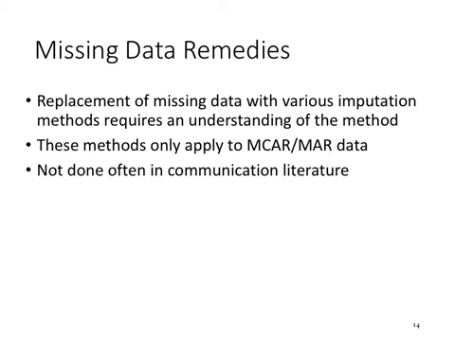And so these imputation methods really should only apply if your data is missing completely at random, or missing at random, meaning the independent variables in your data help predict the missingness. I don't see it done in communication literature that much. I'm sure we could find some examples of it. Somebody could do a LexisNexis search or something. We'd find some examples where people did it. But you just don't see it that often.